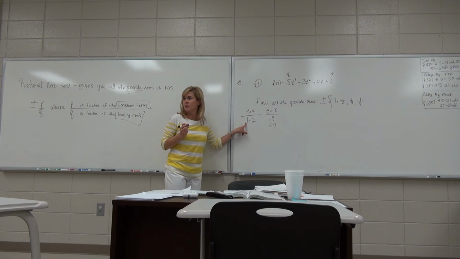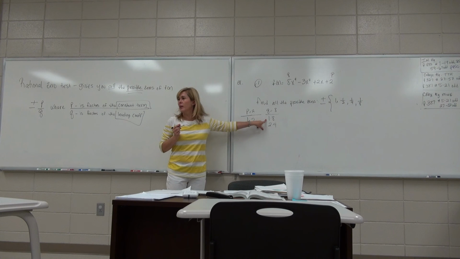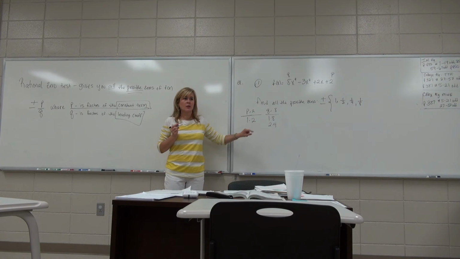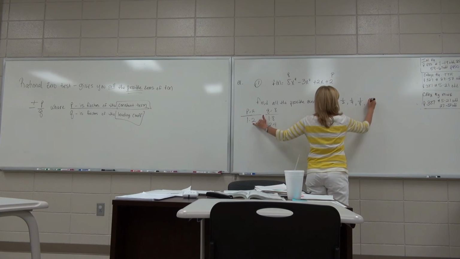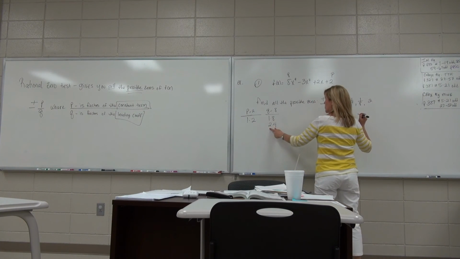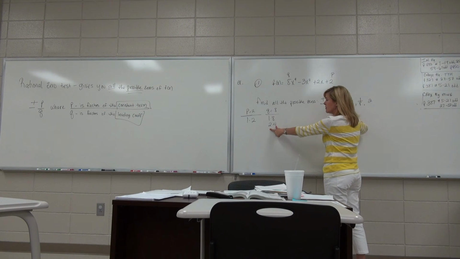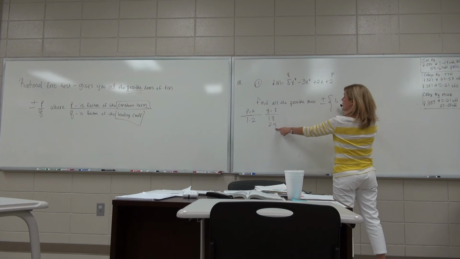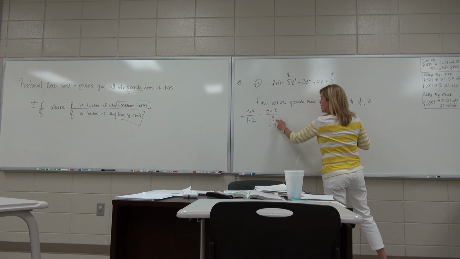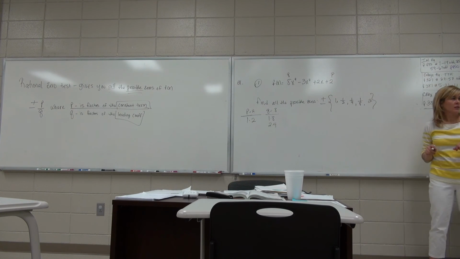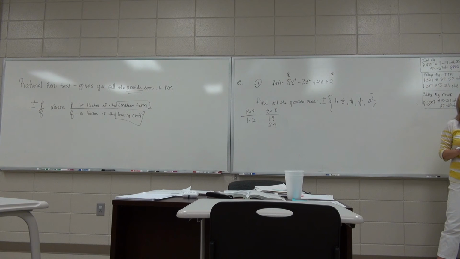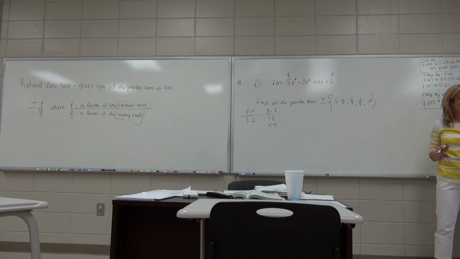Now go to 2. 2 over 1 is 2. 2 over 2 is 1, and it's already there. 2 over 4 is 1 half. It's already there. 2 over 8 is 1 fourth, and it's already there. Okay. So I would just write them all out and then we know what we do.